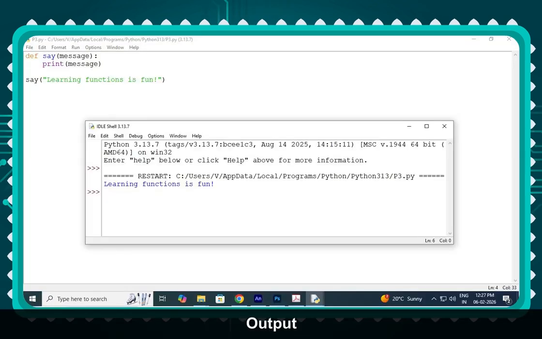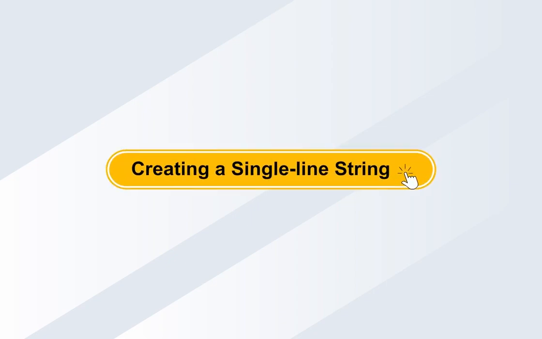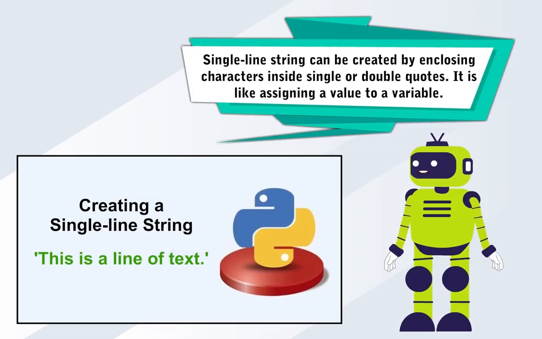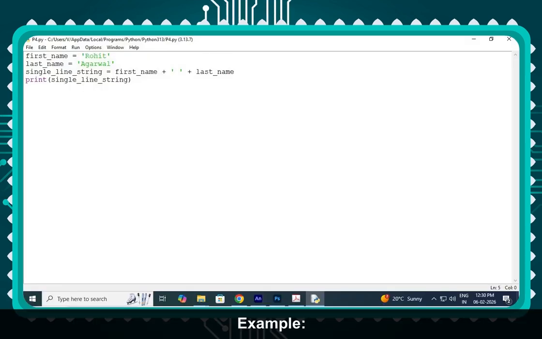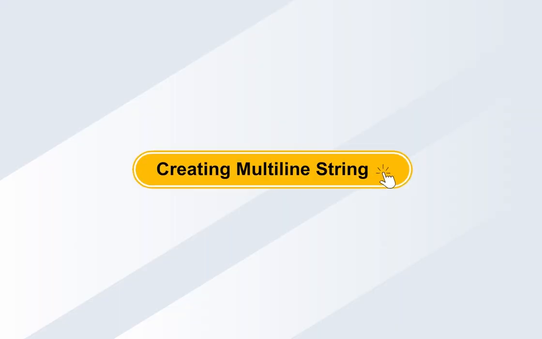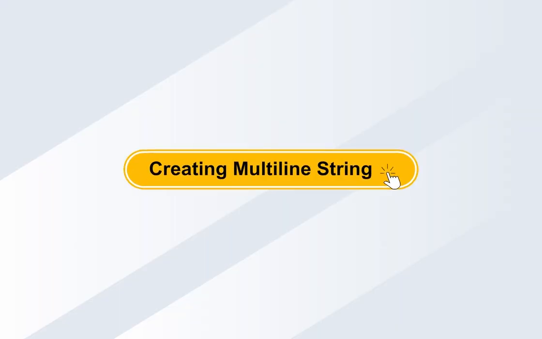Example. Output. Creating a single-line string. Single-line string can be created by enclosing characters inside single or double quotes. It is like assigning a value to a variable. Program 4. Write a program to create a single-line string. Example. Output.